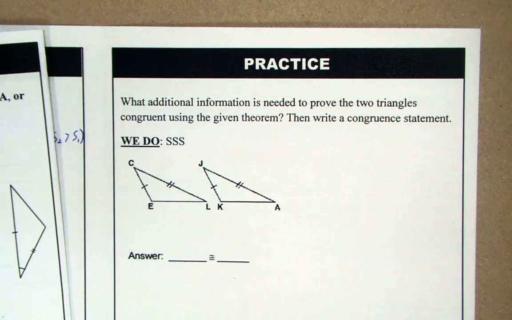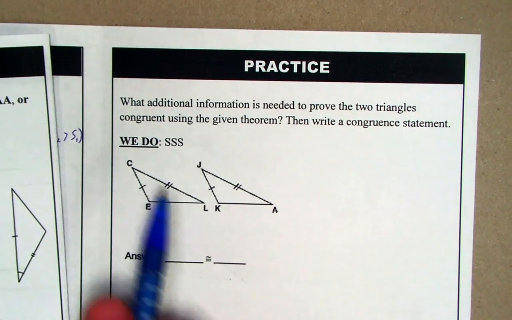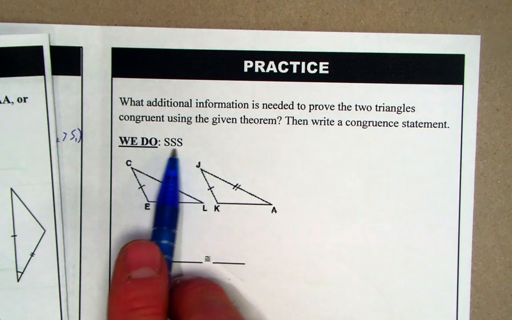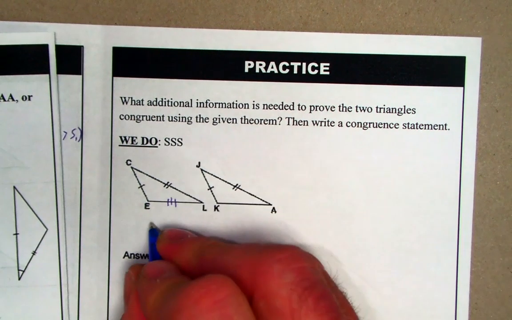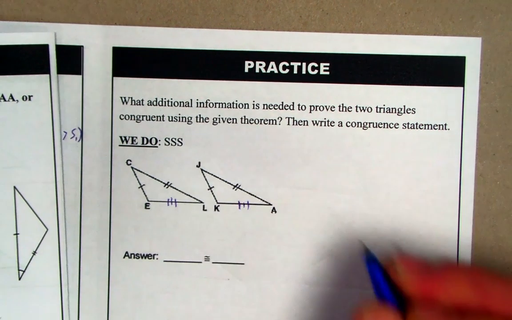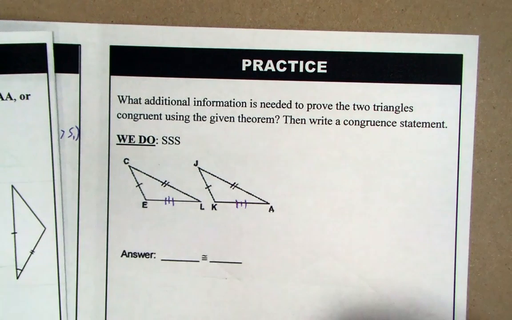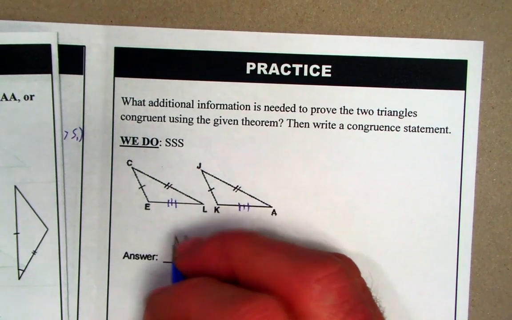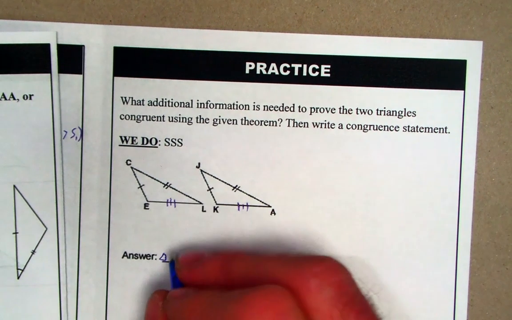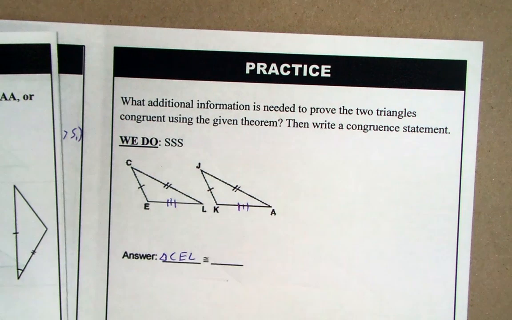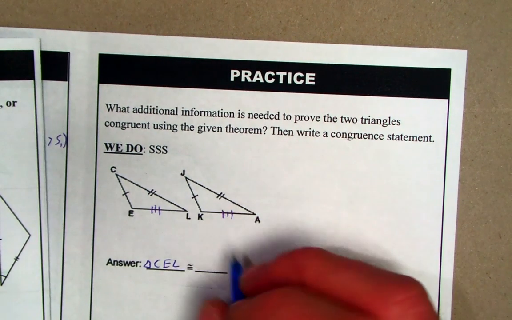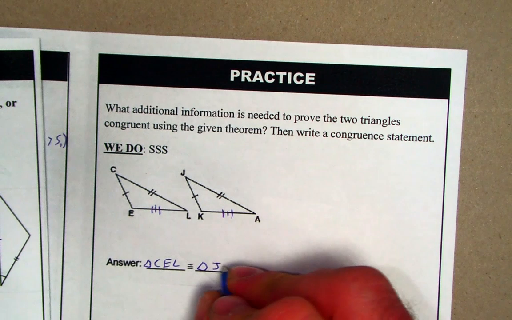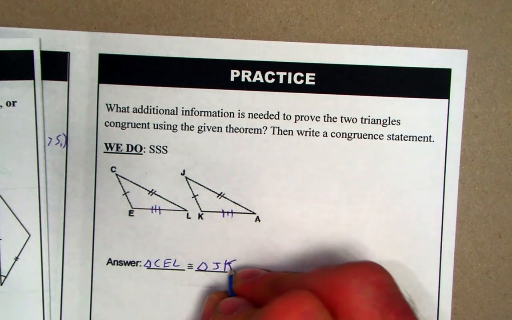This is just like the entry task we did. If we're using the side-side-side theorem, the third piece of information would have to be that EL and KA are congruent. So we can finish this off with side-side-side. And we can say triangle CEL. It doesn't matter which order we start with, we just have to have the corresponding order on the second triangle. Triangle KA.